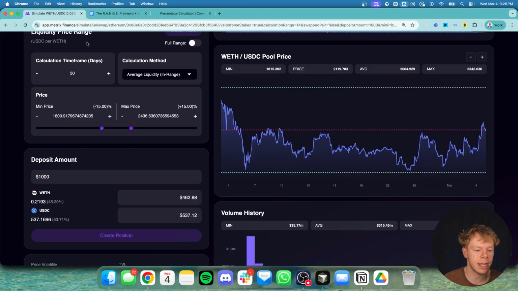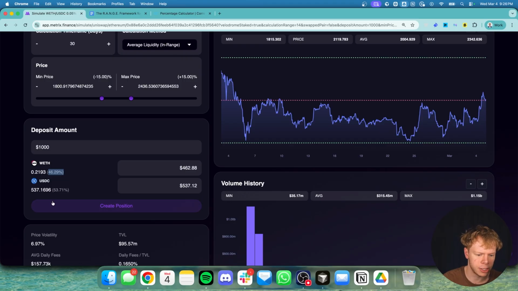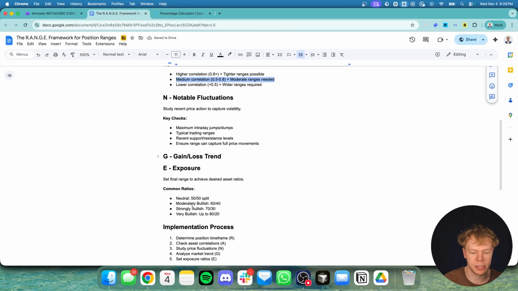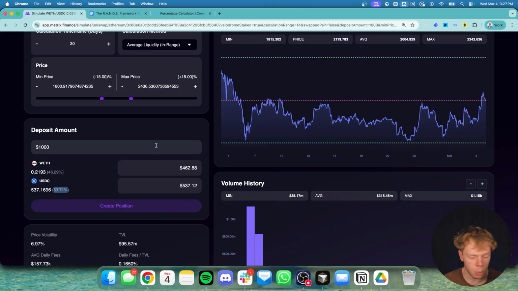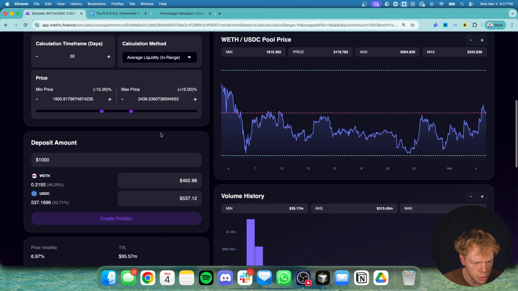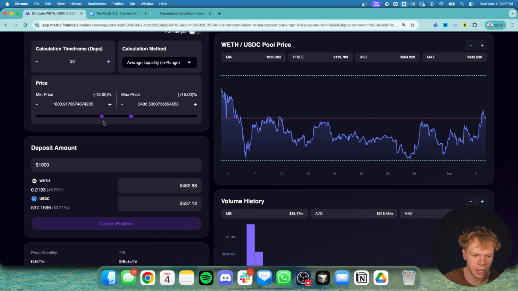Another thing I like to look at is my asset ratio, right? How much of each asset do I have? 46, 54. Right? This is kind of diving into the ETH exposure side of the range. We want to make sure that we're comfortable with that. Now, in the current market, I think we're going to continue to go down. So I probably want to have more USDC than Ethereum, meaning I could probably bring this min price down a little bit more to get a little bit more USDC, now weighted 60-40%. And the reason why is because the more USDC I start with, that's more buying power to buy Ethereum on the way down in this range.